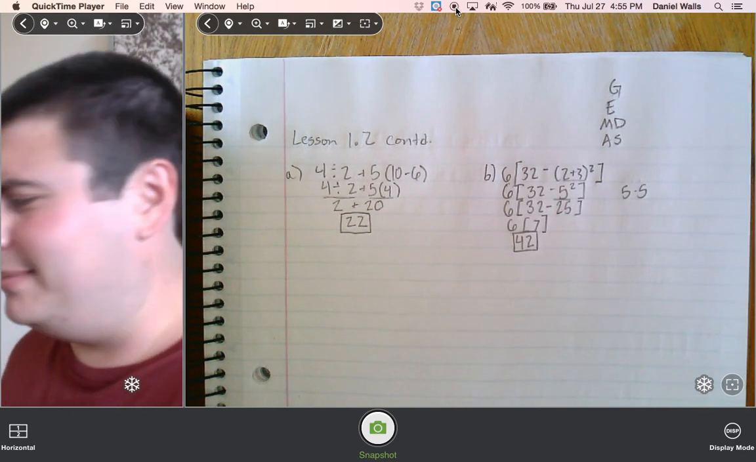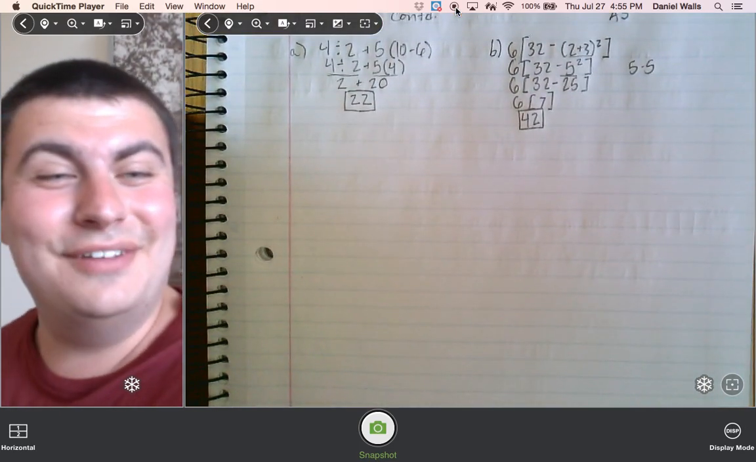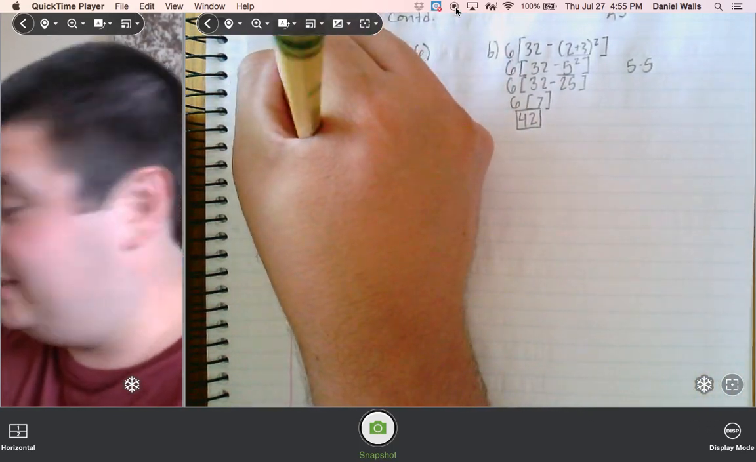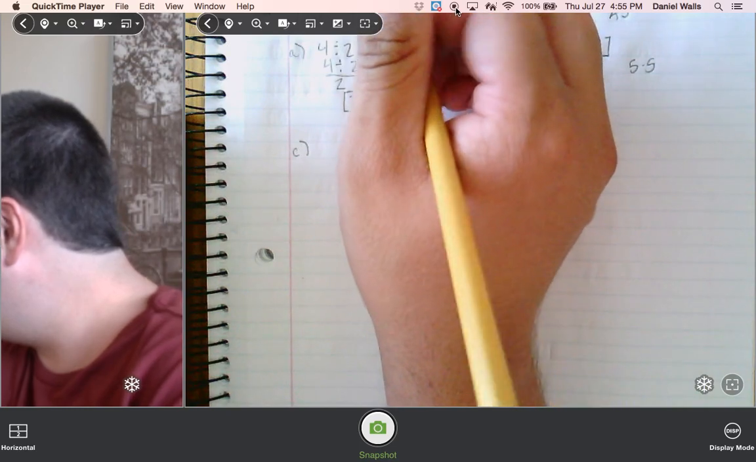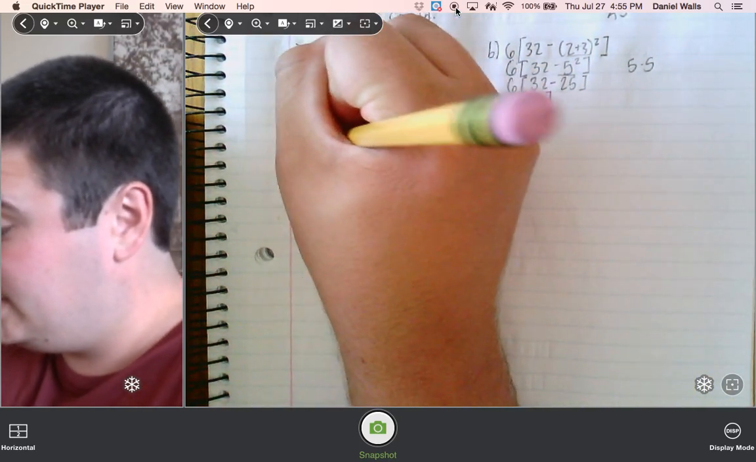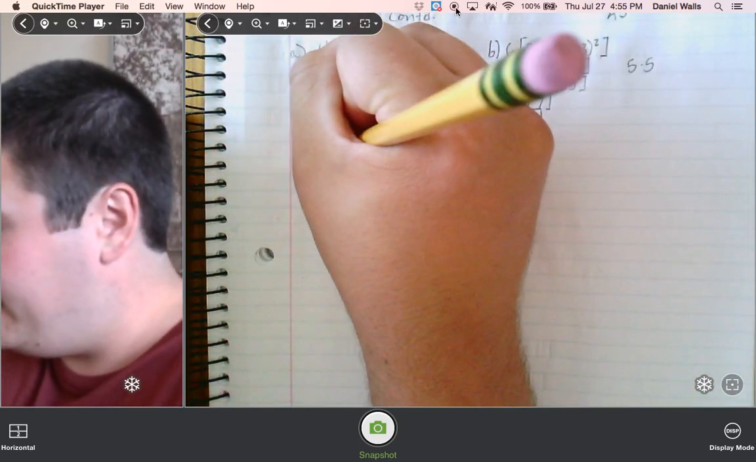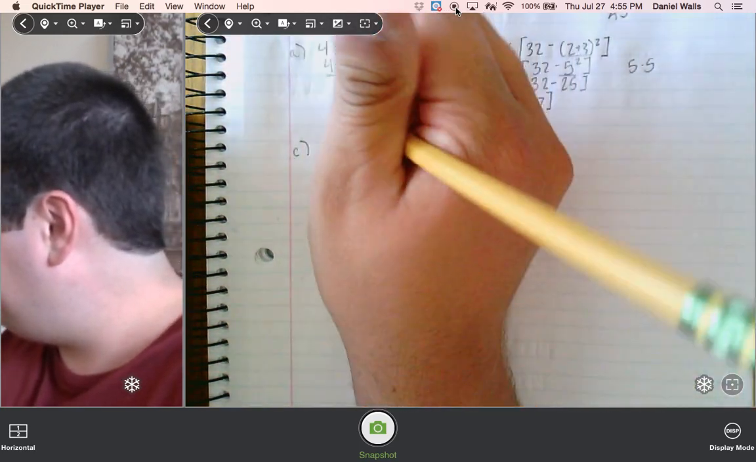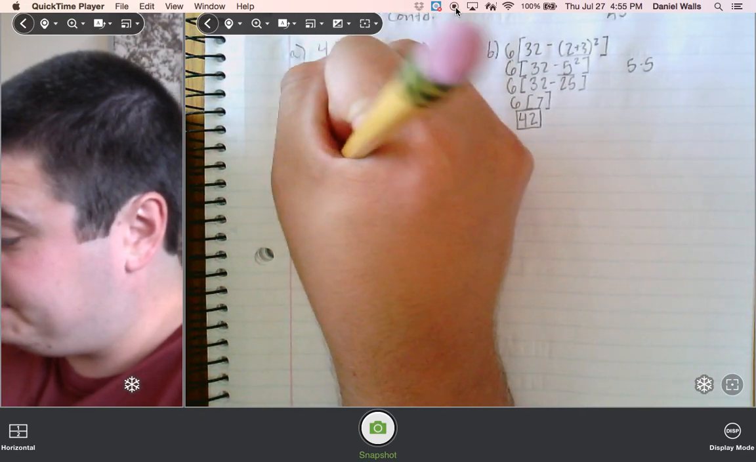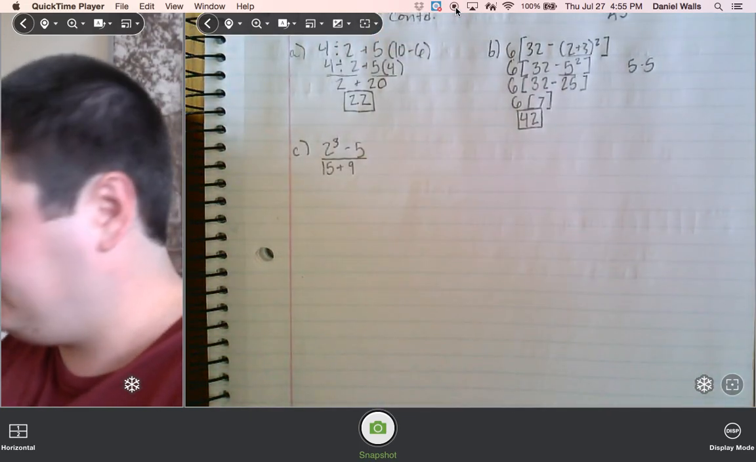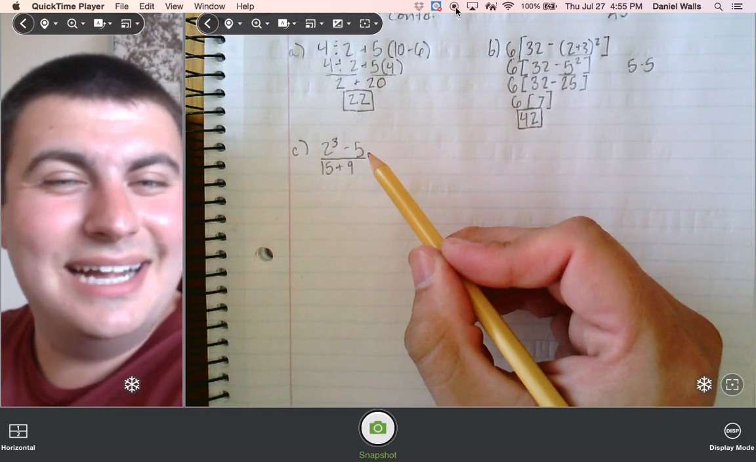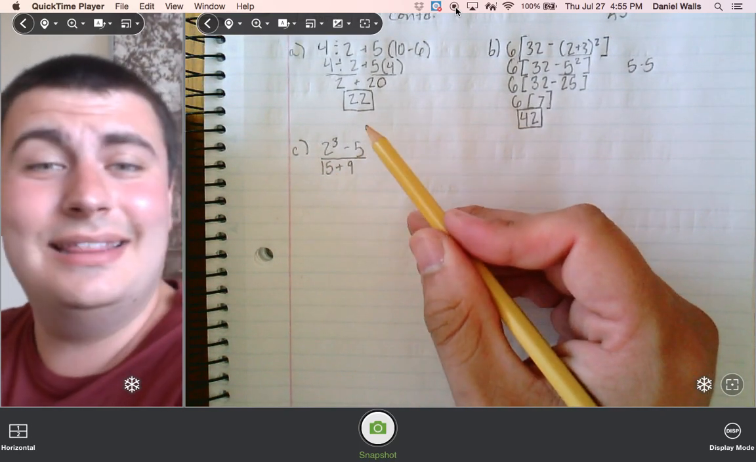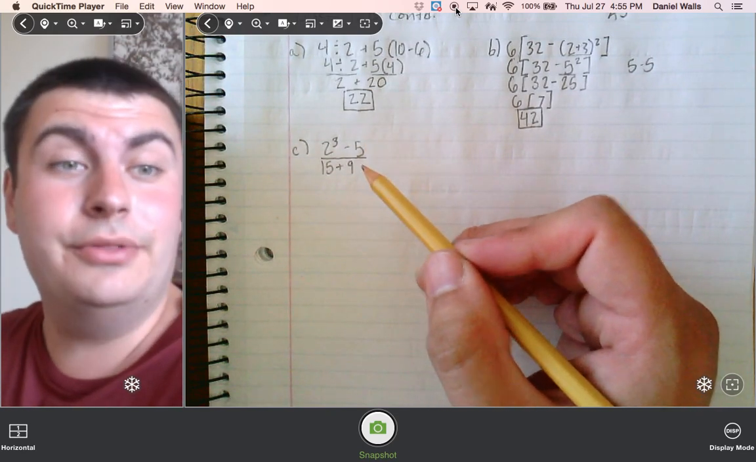Let's look one more time at another example, this time involving a fraction bar as our grouping symbol. So we have 2 to the third power minus 5, over 15 plus 9. I'm going to do everything on the top before I touch anything on the bottom, and I'm not going to do anything top versus bottom until both are simplified.